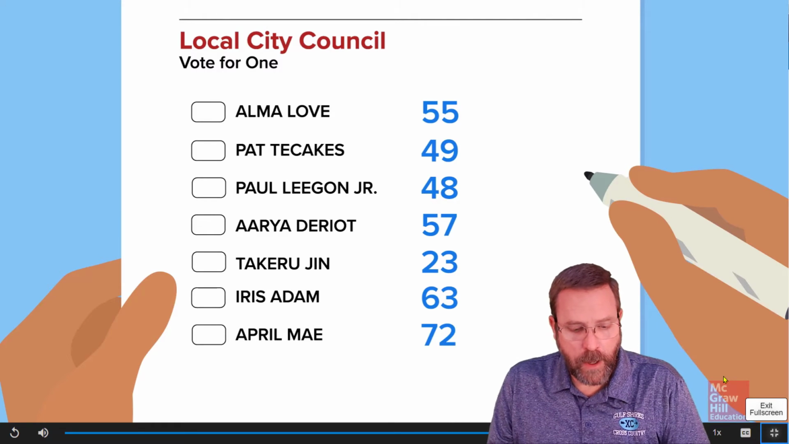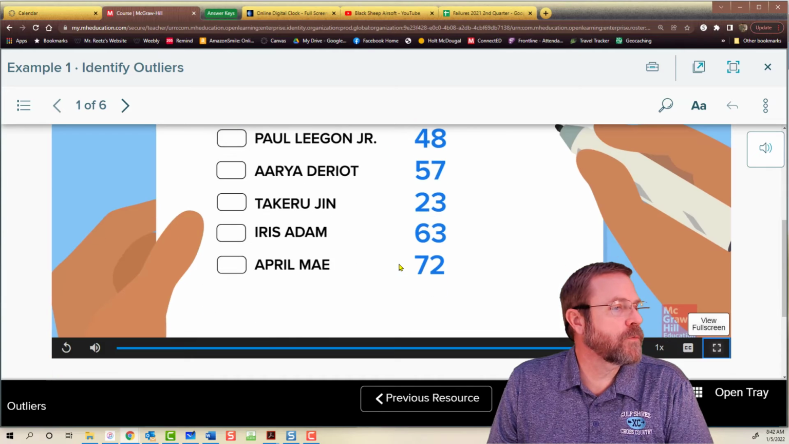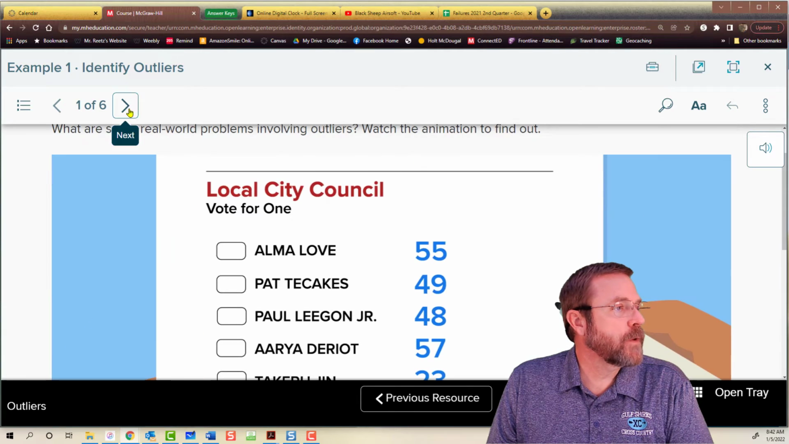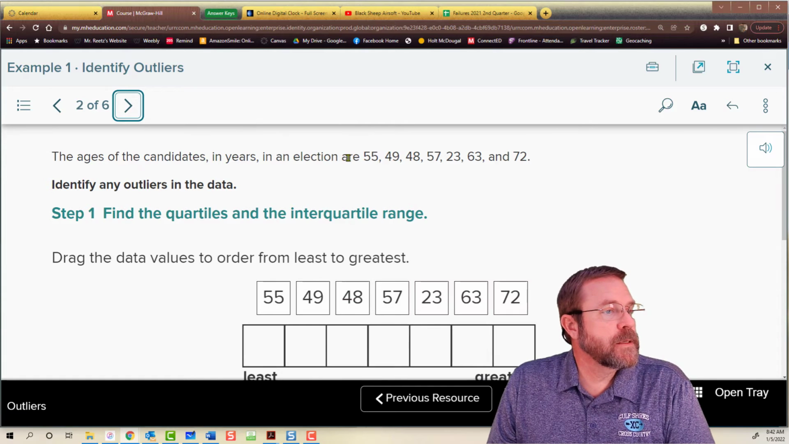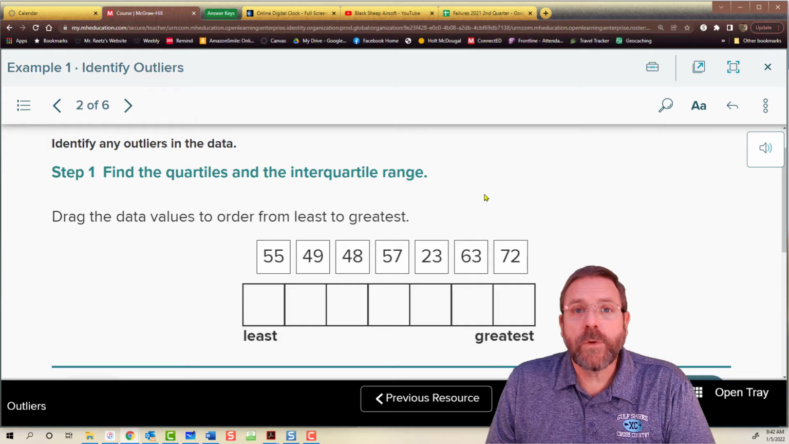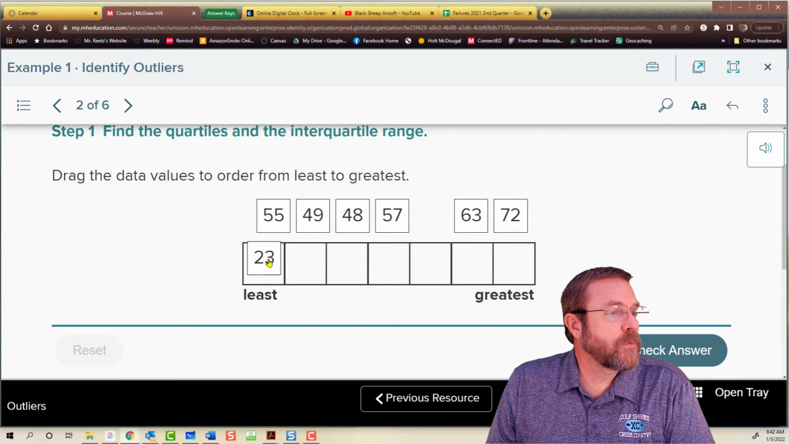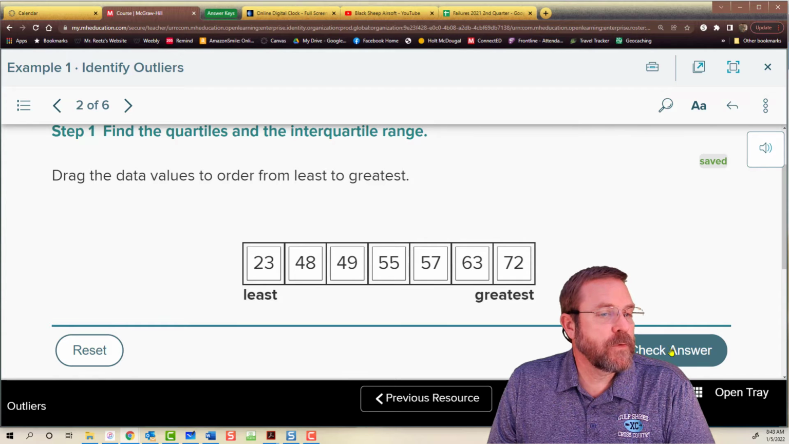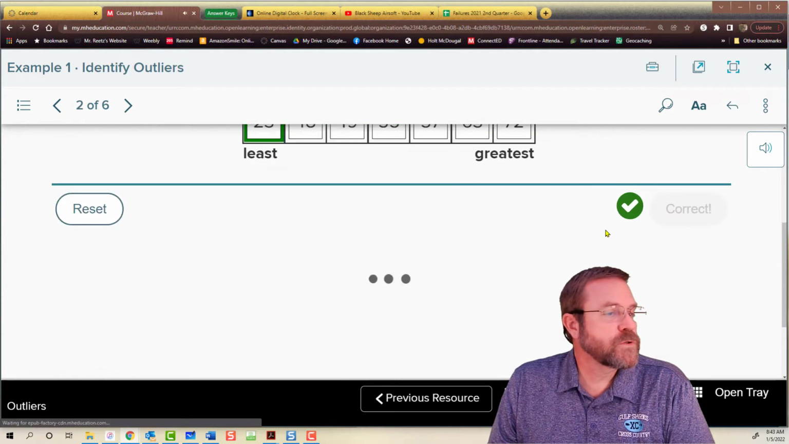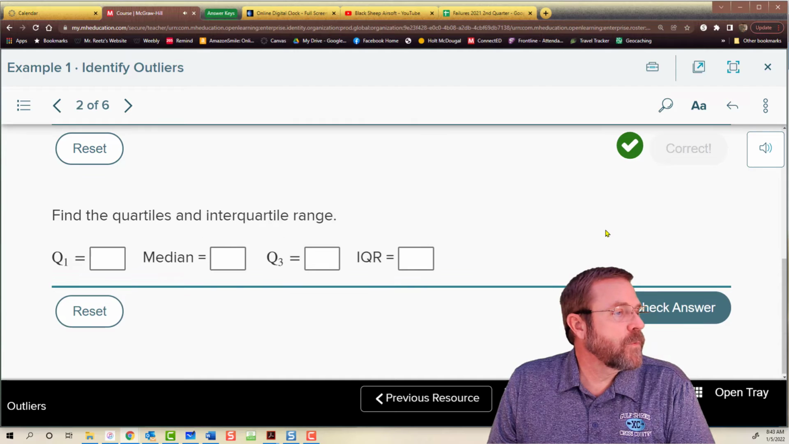Well, okay, that was pretty vague. Let's see what they want us to do with that. Nothing exciting there, so let's scroll on to the next slide. The ages of the candidates in years are listed right here. First thing we're going to do is put them in order from least to greatest. So I've got 23 as my least, 72 as my greatest. Then we've got, let's see here, 48, 49, 55, 57, and 63. Those answers check.